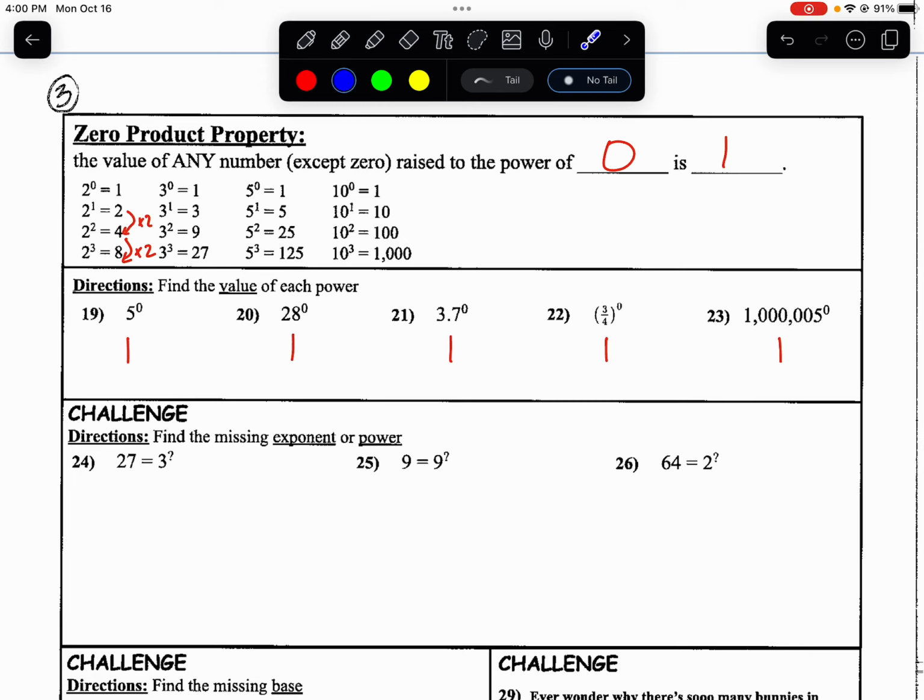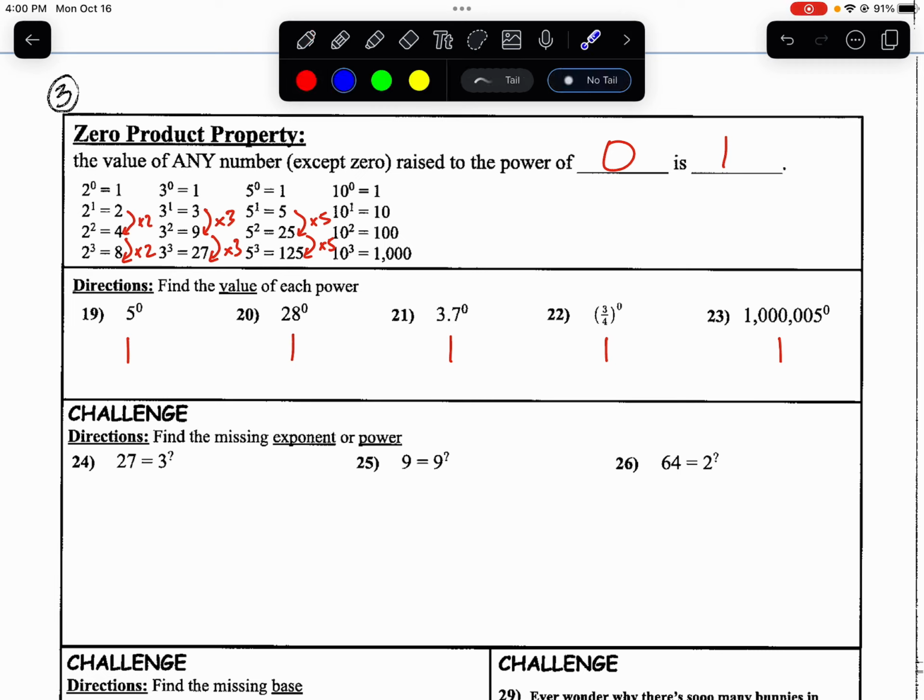If you look at these right here, let's start at 3 to the first power, that's 3. 3 to the second is 9, and 3 to the third is 27. How am I getting from one to the next? Well, if I go from here to here, it's times 3. If I go from here to here, it's also times 3. And then same with the 5s. You times it by 5, you times it by 5 again.